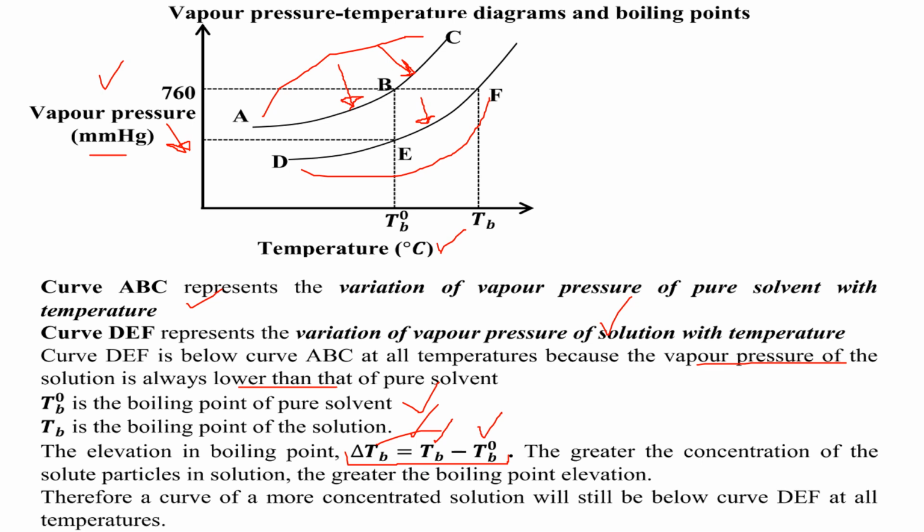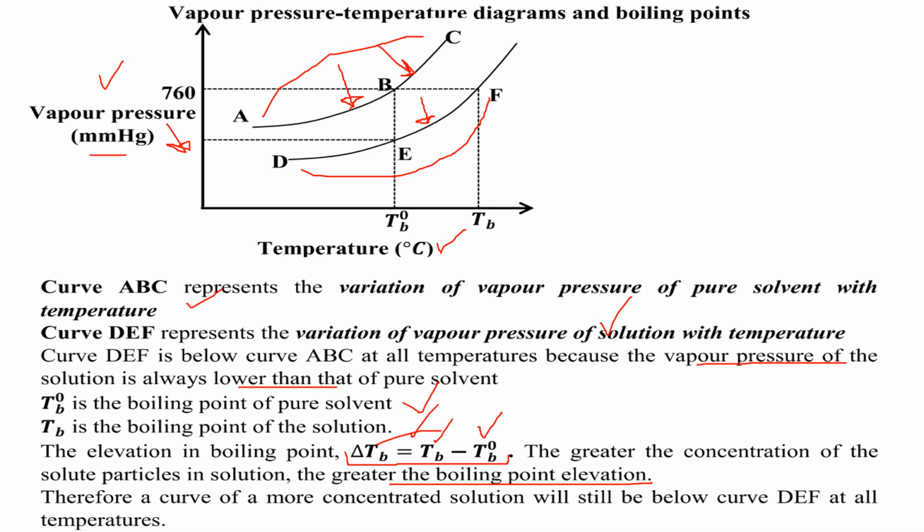So we're saying that the greater the concentration of the solid particles in the solution, the greater the boiling point elevation, because that means that we have to heat that component or solution the more so that we can exert a vapor pressure that can counterbalance the atmospheric pressure for boiling to take place. That's why it's called boiling point elevation.